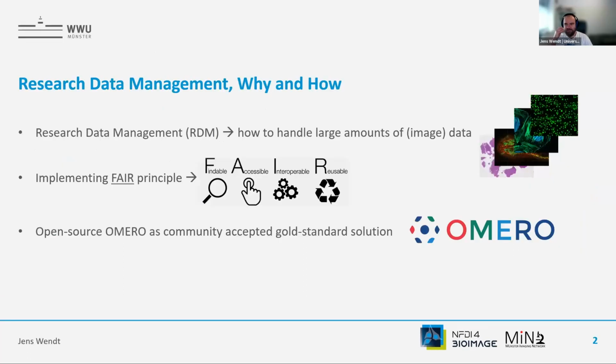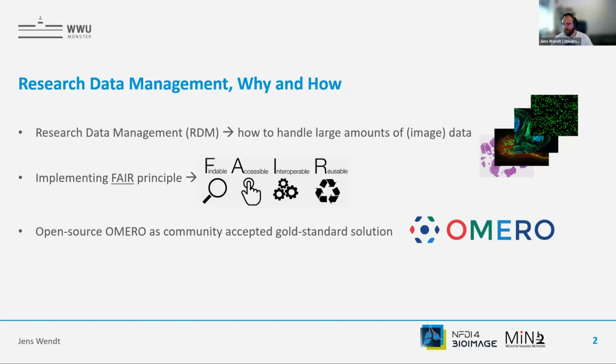We will reiterate the basics just to be sure everyone is on the same level. I will only skim over this, as I'm sure most of you are familiar with the talking points. Why do we need research data management, or RDM? Well, to properly handle the rapidly increasing amount of image data in all its beautiful variants. How do we do this? By implementing the FAIR principles: findable, accessible, interoperable, and reusable. Hopefully all of you are familiar with this acronym, but I'm pretty sure you are.